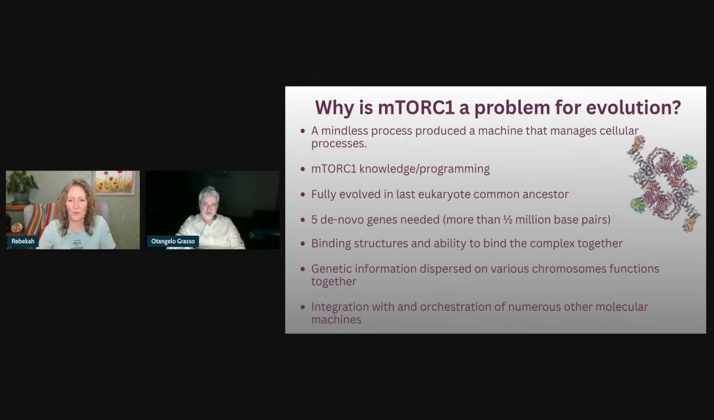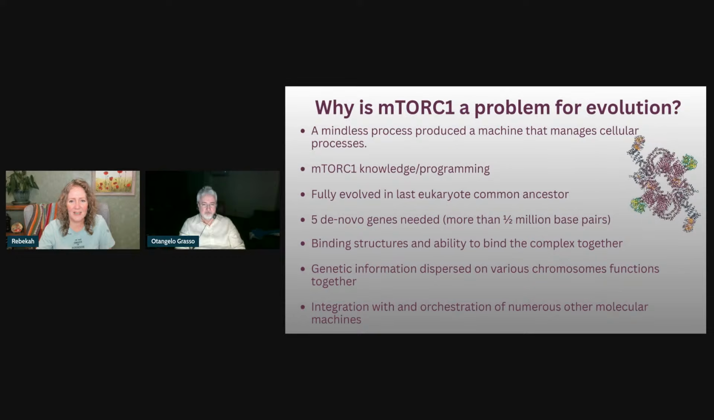Let's just put up a little reminder about the problems with evolving mTORC1. Remember, this is a complex molecular machine. It's a protein complex. It's made of 10 different proteins that have to be arranged just right. And this is a cell's manager. It directs the processes of the cell. If you're going to build proteins, this little machine has to say it's time to build proteins. If it's time to stop building proteins, it has to say it's time to stop building proteins.